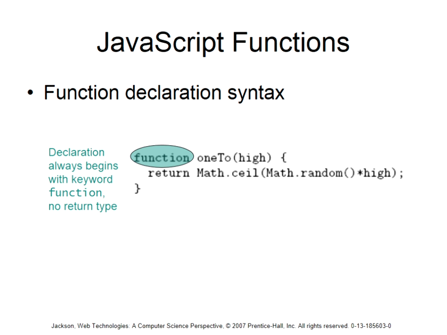Okay. So in JavaScript, if we want to create a function, the declaration always begins with the keyword function. And in JavaScript, we don't specify the return type. Is the meaning of a function not clear? Okay.